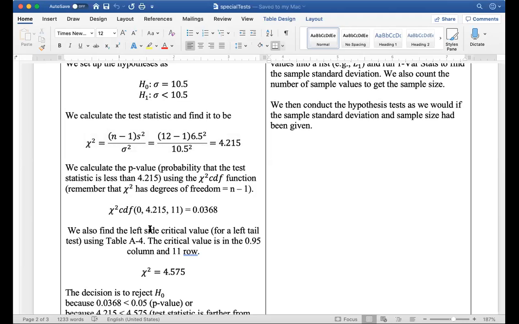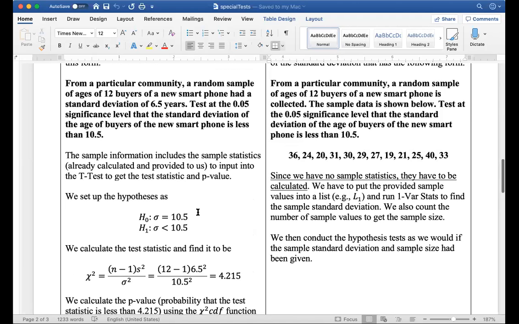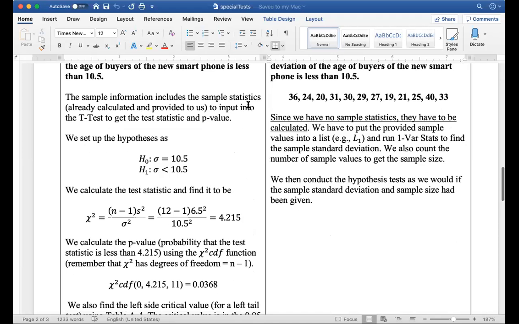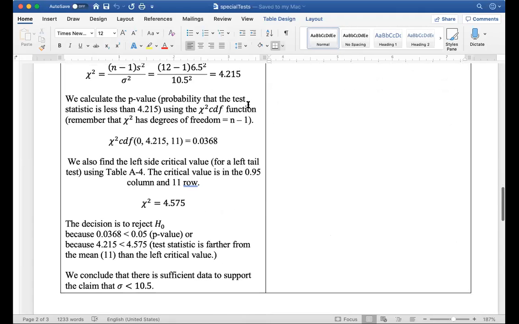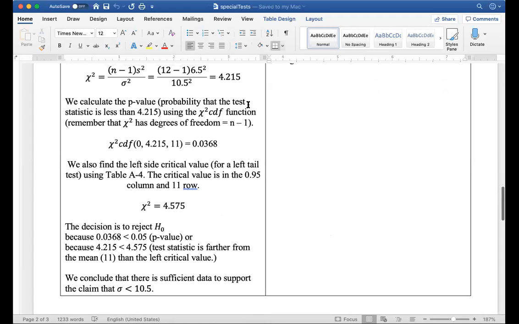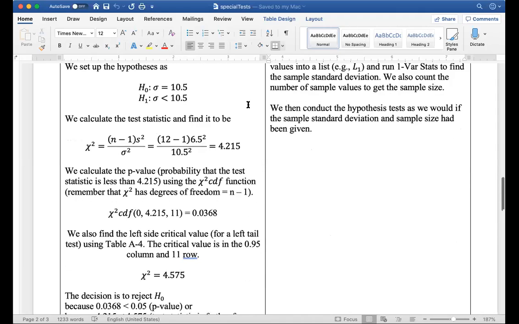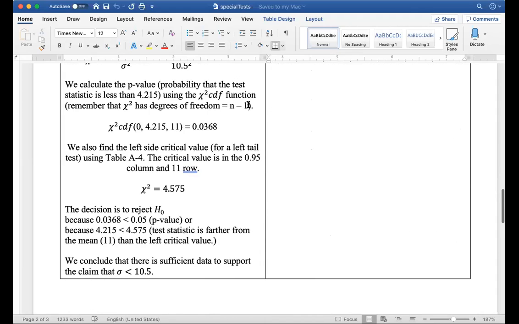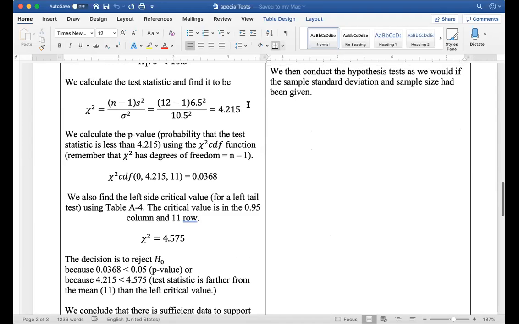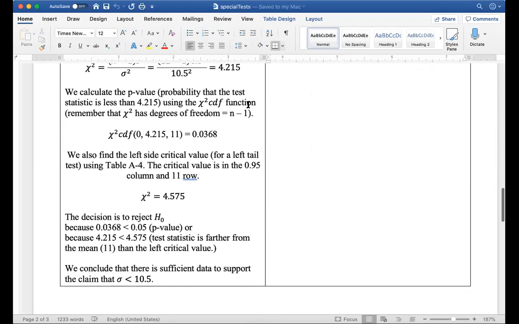And I invite you to go through this process on your own to verify that the numbers I put in here are correct. And we compare the p-value, of course, to alpha. 0.0368 is less than the significance level of 0.05. Therefore, we're going to reject H0. And since the claim did not include equality and we're rejecting, that means we're supporting the claim that sigma is less than 10.5.